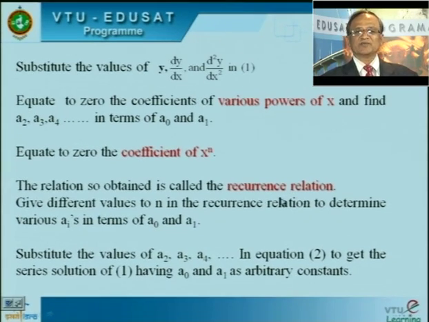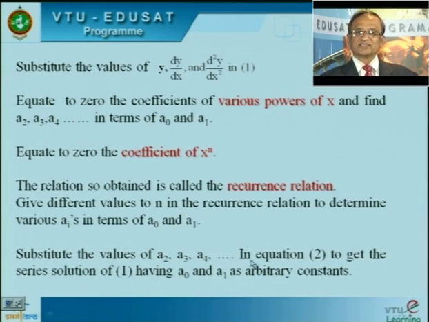So, once we are able to write down a recurrence relation, from the recurrence relation, suppose if I want to calculate the 20th term, I can obtain it very easily simply by replacing n by some number. That is why the recurrence relation plays an important role, right? So, as I have mentioned here, give different values to n in the recurrence relation to determine various ai's in terms of a0 and a1. So we will calculate the values of a2, a3, a4 and so on, right?